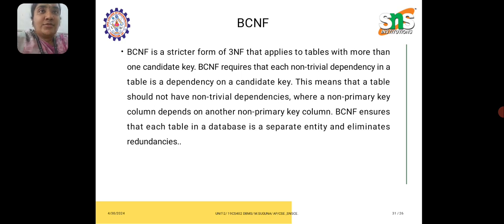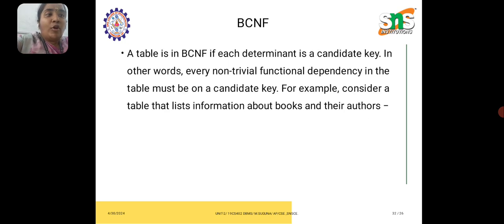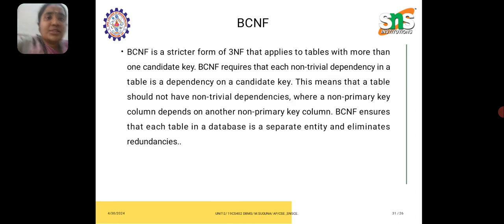BCNF stands for Boyce-Codd normal form, which is stricter than 3NF and applies to tables with more than one candidate key. What is known as a candidate key? BCNF requires that each non-trivial dependency in a table is dependent on a candidate key. This means that a table should not have non-trivial dependencies where a non-primary key column depends on another non-primary key column. BCNF ensures a table in a database is a separate entity and eliminates redundancy.